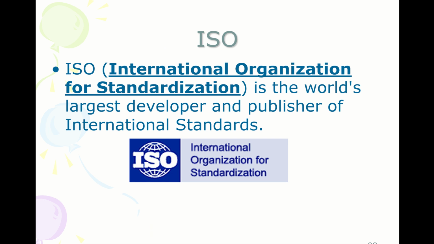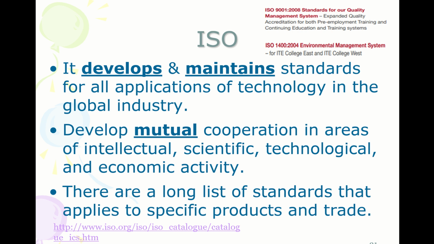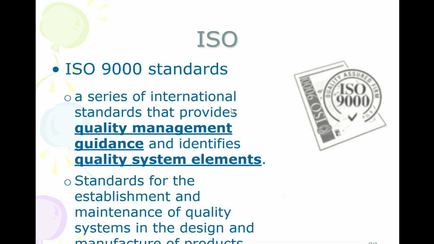Let's quickly take a look at the first one. This is ISO. I think all of you should have heard of this. ISO is actually the International Organization for Standardization. So it would be IOS, but the abbreviation is ISO, so just take note of this. It develops standards and maintains them, of course, and develops mutual cooperation in many areas. In ITE itself, we have 9000 and 14000. This should be 14000, not 1400. 9000 is the series on quality management.